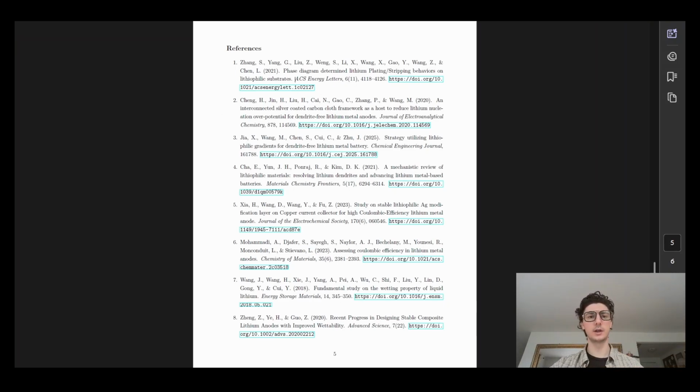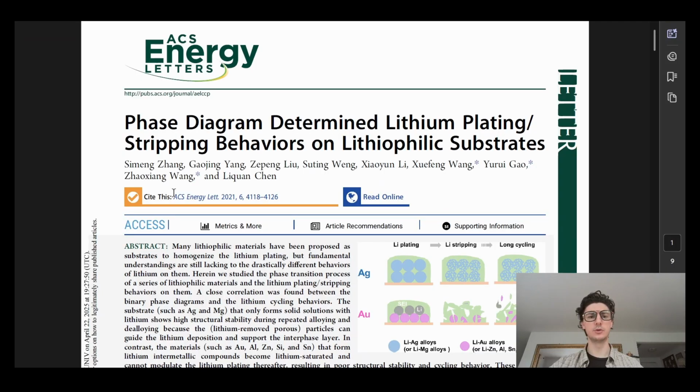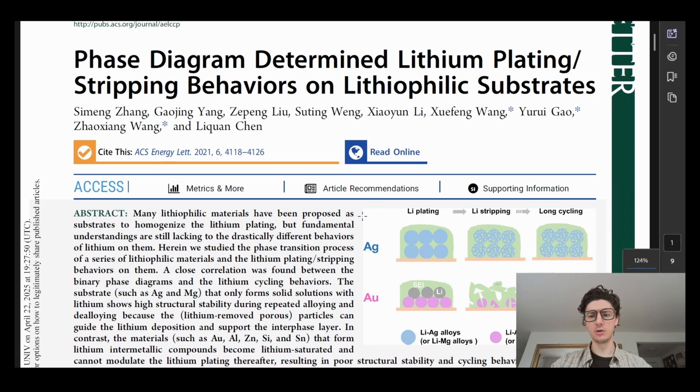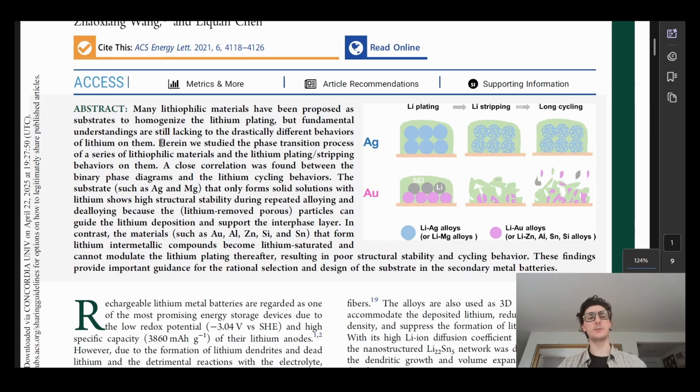Here are all the articles, and I have all of the ones listed up here. Actually, I might be missing number 2. But we're going to start off with this one. Phase diagram determined lithium plating / stripping behaviors on lithophilic substrates. So I guess it's good always to start with the abstract. I got a little coffee here.